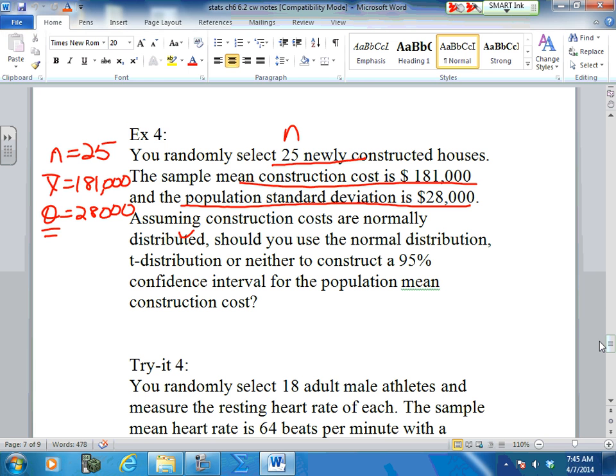Is the population normally distributed? They told us yes. So we keep going. Is the population standard deviation known? Yes. So therefore, we shoot to the right. And which one would we use, the Z or the T? The Z. You're going to use your Z distribution for this one.